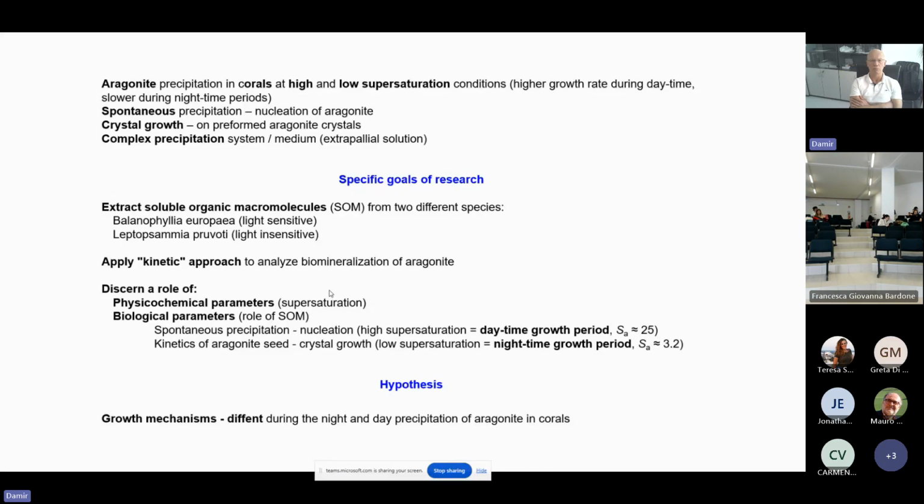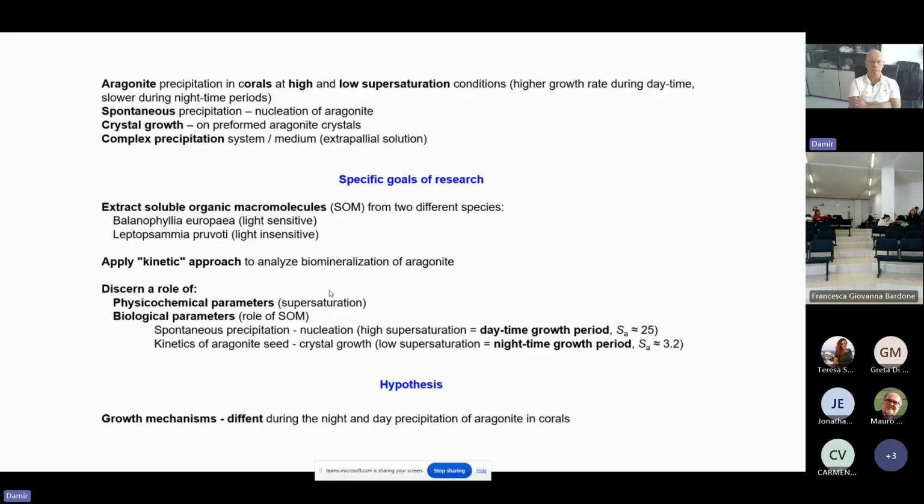It is an extrapallial solution, which actually resembles the composition of seawater, but the fact is that there is also a lot of organic matter introduced in this system. The specific goal of our research is first to extract soluble organic macromolecules from different species. We selected Balanophyllia europaea, but also Leptosammia pruvoti. The first one is light sensitive, the other one is light insensitive.